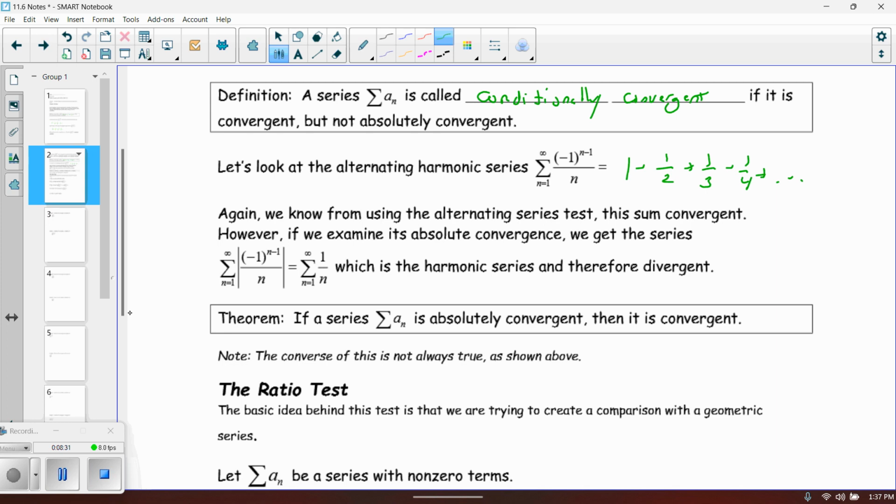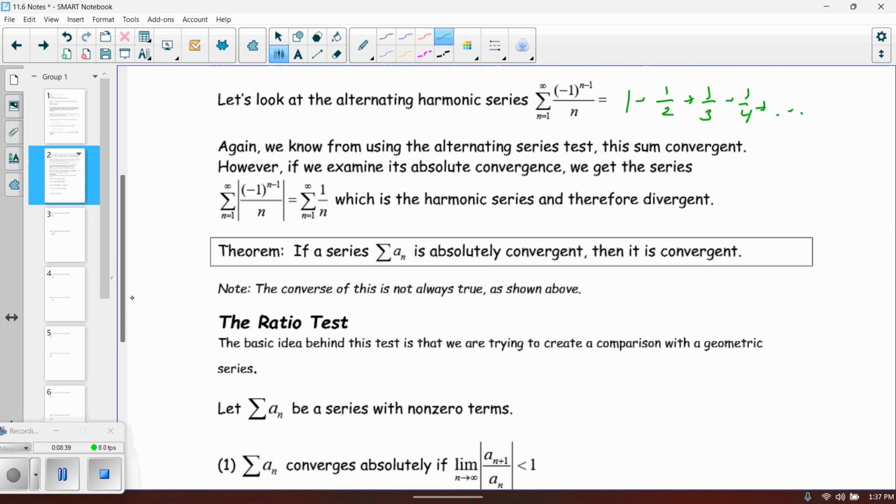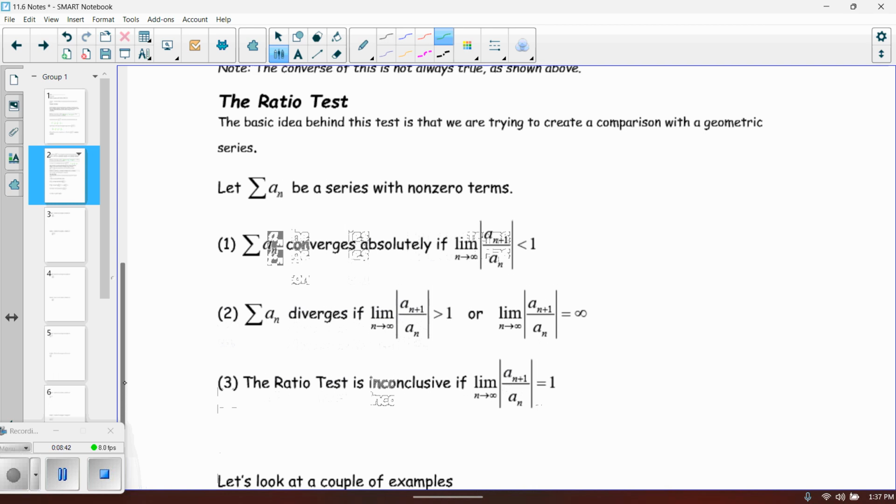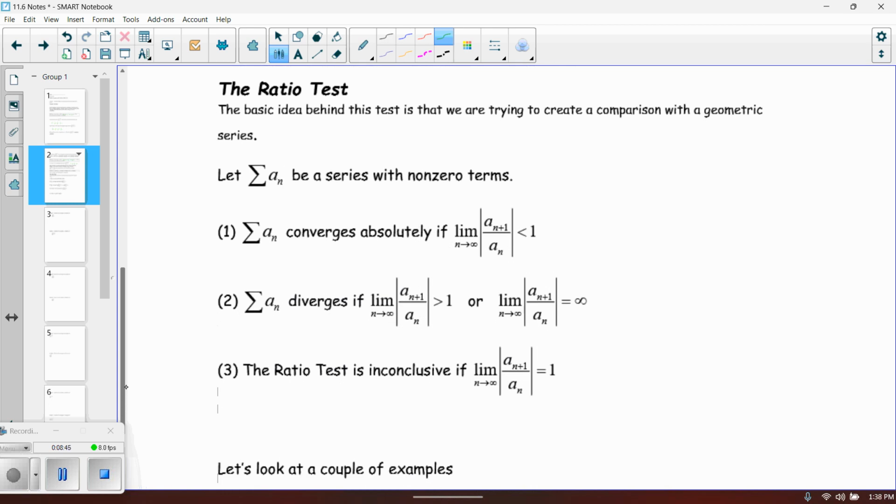All right, so let's take a look at a couple of tests here. The ratio test, which is probably the most useful and most common, especially when we get into some later stuff. The basic idea behind the ratio test is that we're trying to create a comparison with a geometric series. And if you think about why that is, which we'll talk about when we get down to number 1, it really is identical to the criteria of the ratio test with one small exception, and that's in number 3. So we're going to let a sub n be a series with non-zero terms.